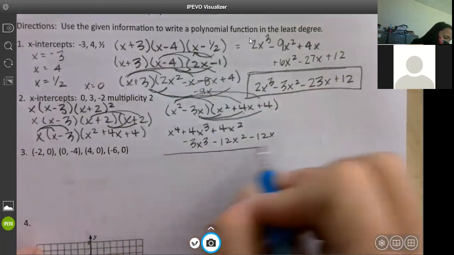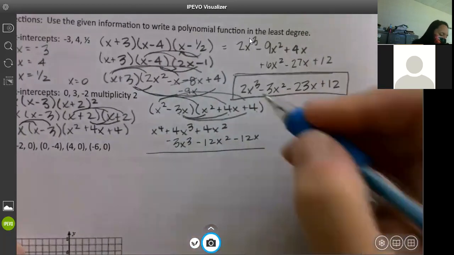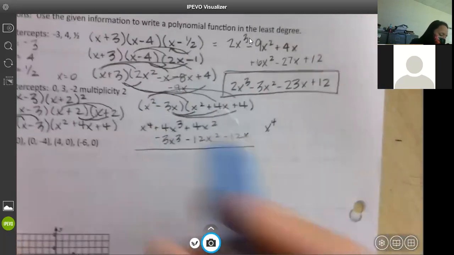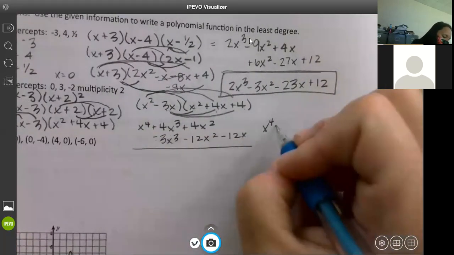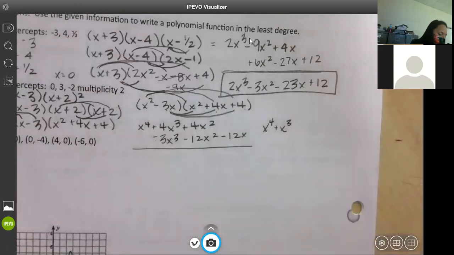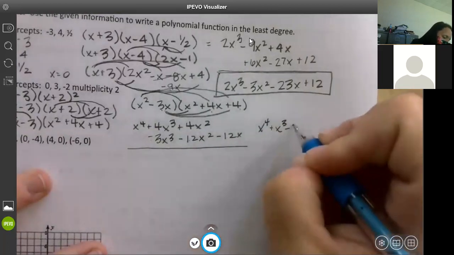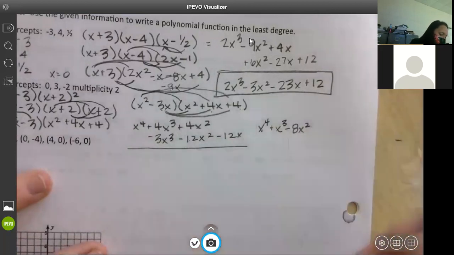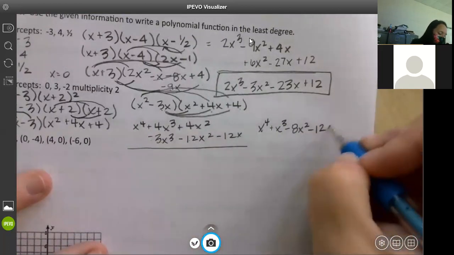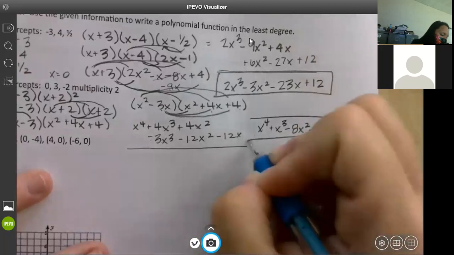Perfect. I'm going to line them up and then finish it out. Bring down your x to the 4th. What is 4 minus 3? 1x cubed. 4 minus 12. And then we have that minus 12x on the end. That's your function.